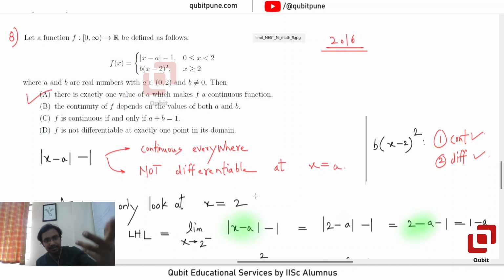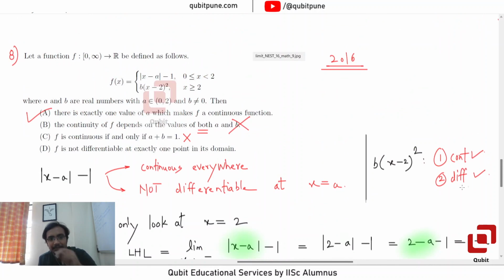But let's also check for the differentiability. Clearly B is ruled out. Continuity of f depends on both a and b? No, it doesn't depend on b. Now that also rules out option C. We only want a to be equal to 1. b can be anything. Furthermore, they are saying b is not equal to 0, so C is also ruled out.